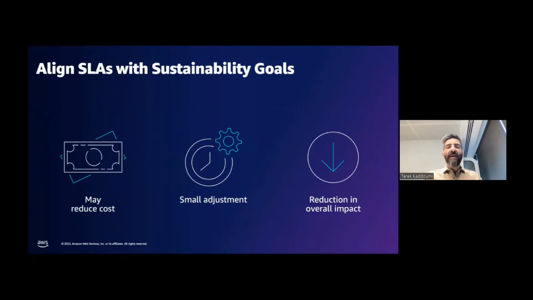You need to understand how the adjustment and the refinement of these SLAs can reduce your cost, because the better SLA, the better performance, the better result, the better cost reduction. You need to communicate the message with your SLA stakeholders that small adjustments to your SLAs will have, for sure, huge impact in reducing the overall impact.